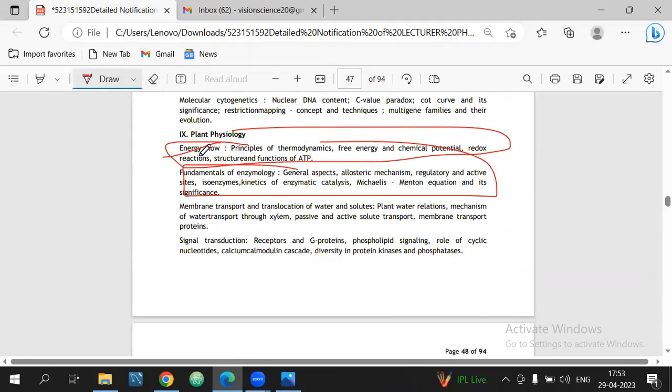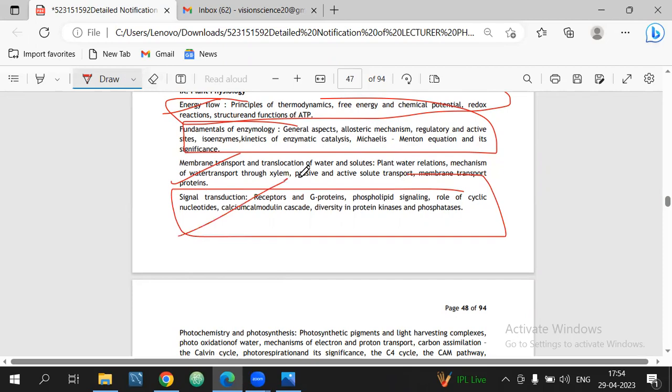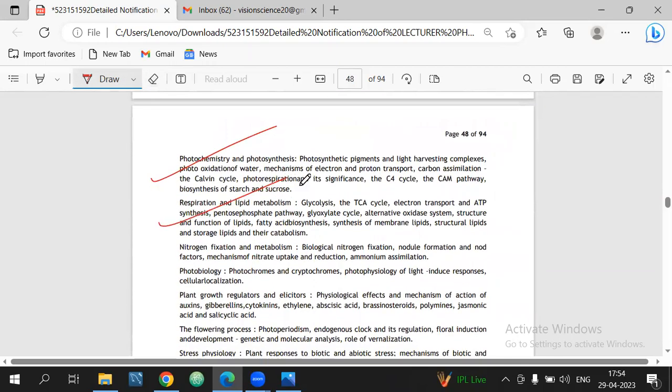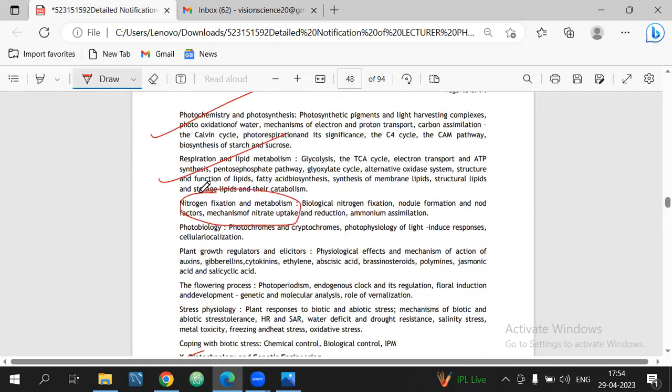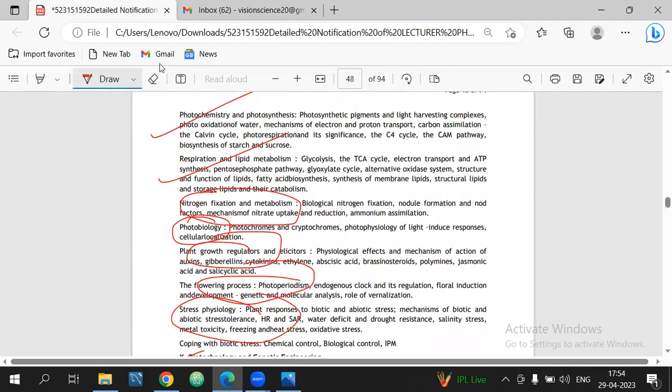You have to read enzymes majorly, then membrane transport, that is xylem transport, phloem transport. And see here, which is not there in the JL, which is there in the DL: that is the signaling process. That is there exclusively for the DL. Then followed by photosynthesis, respiration and lipid metabolism, nitrogen fixation, sensory photobiology, plant hormones, and stress physiology. See how big all these units are. We are going to cover them extremely fast.